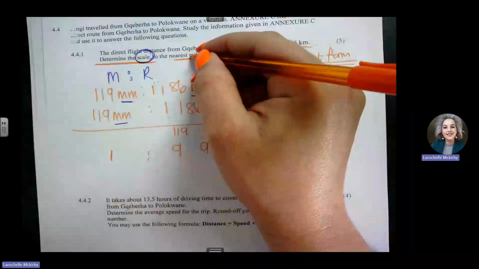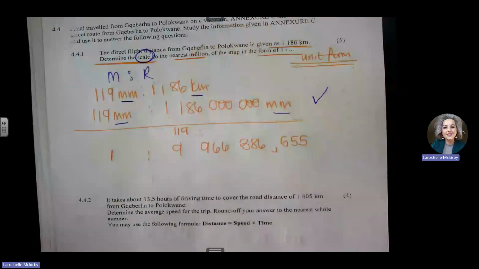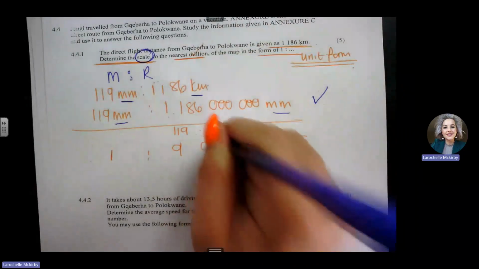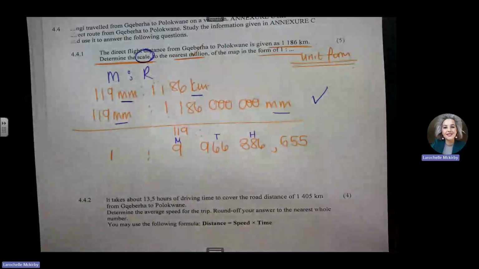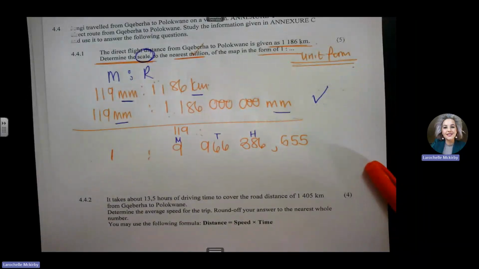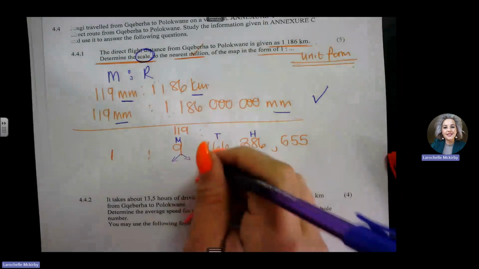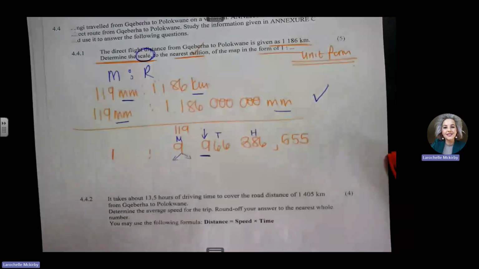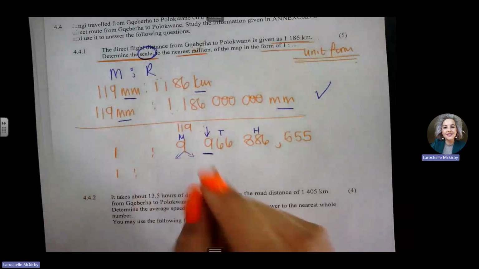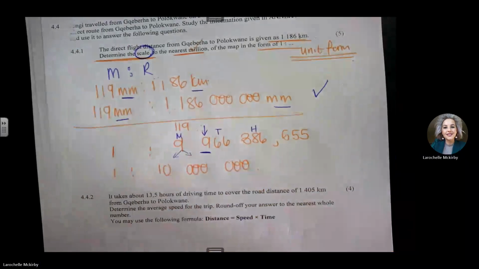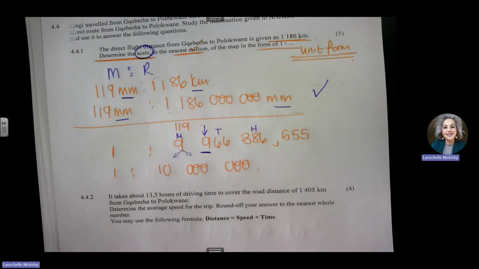Now the last thing is I need to round it to the nearest million. This is your hundreds, this is your thousands, and this is your millions. So, does it lie closer to 10 million or 9 million? Look at this part here. What does this tell you? It tells you it will be 1 to 10 million. Just like that. Okay. Right.